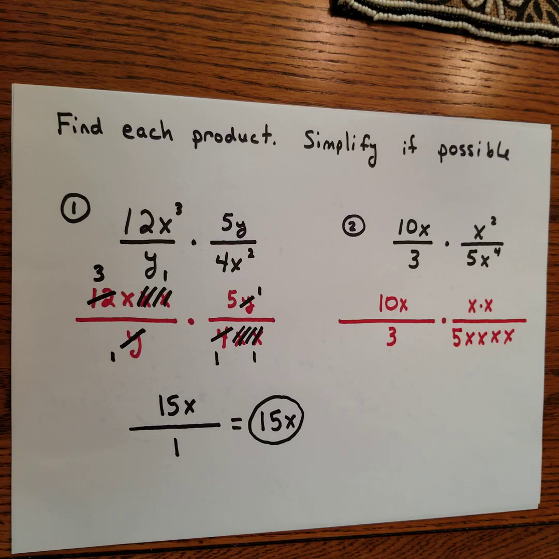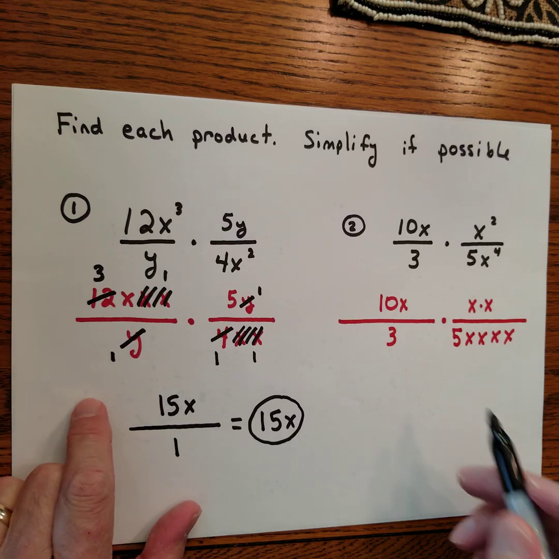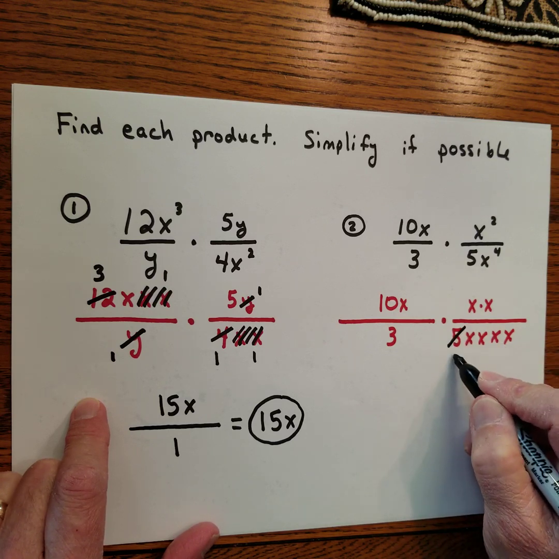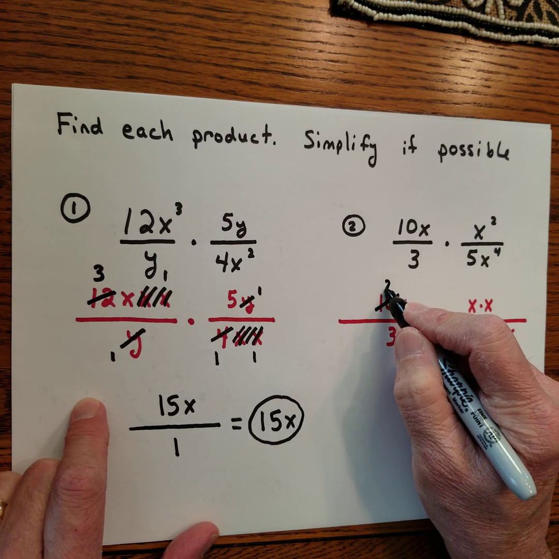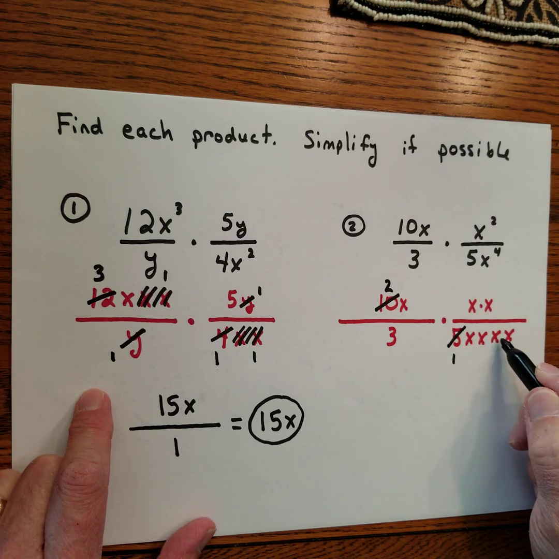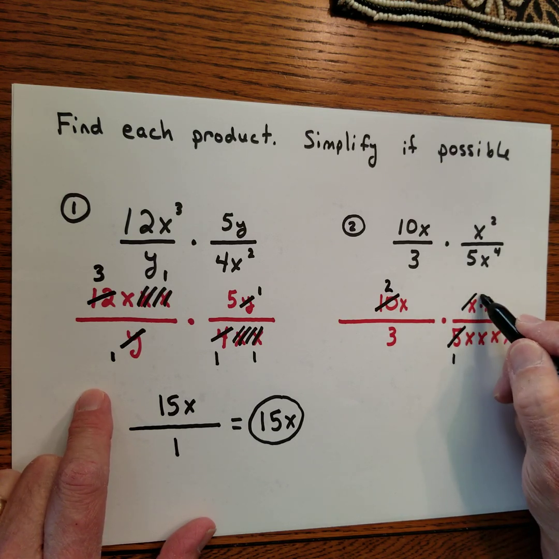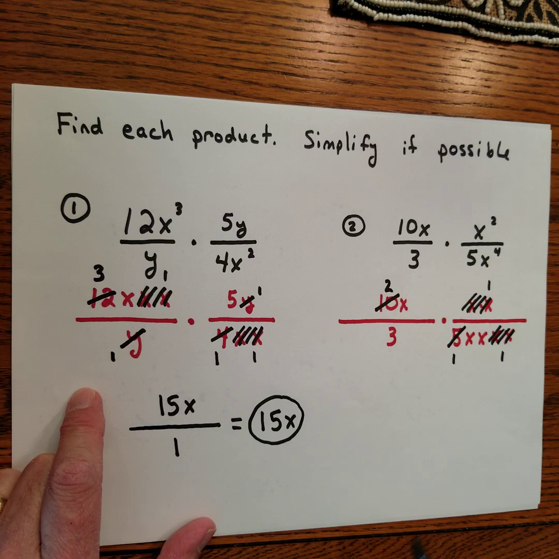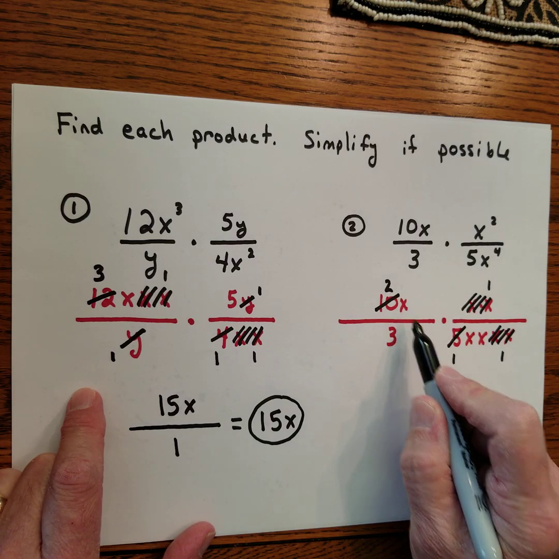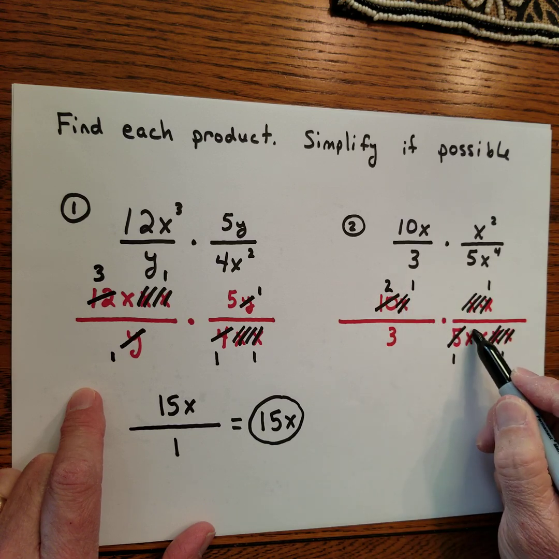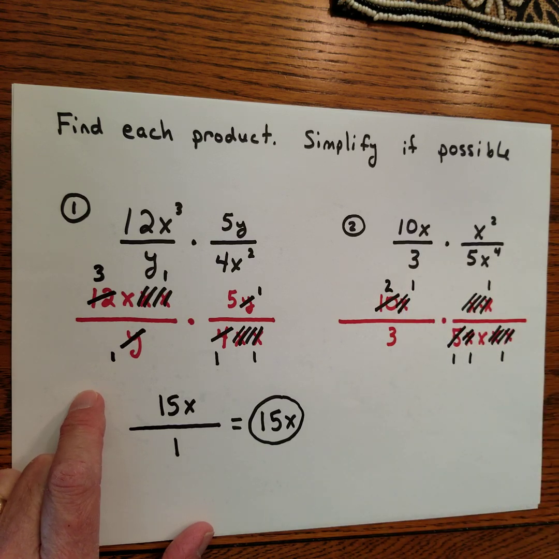Now let's look for things that reduce. I like to reduce before I multiply. I notice 10 and 5. Divide by 5, divide by 5. There are 2x's here that I can cancel with 2x's down here. There's also an x in this top. Any top with any bottom. I can cancel that x with one of those.